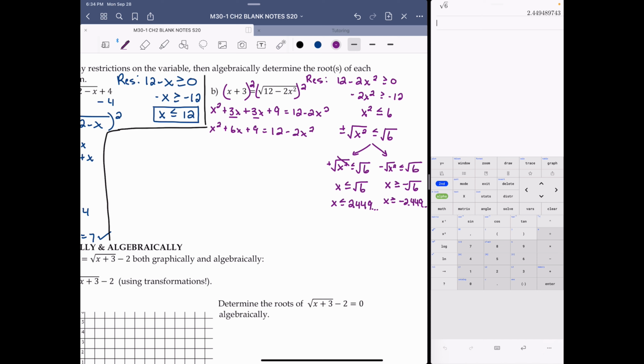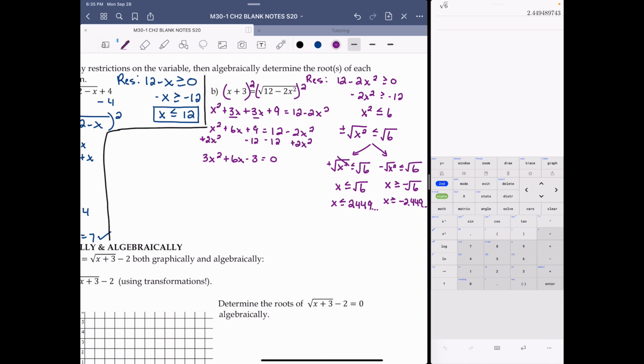We want to move everything to one side. Subtract 12 and add 2x squared. We get 3x squared plus 6x minus 3 equals 0. And then we want to solve this with some algebraic method, so factoring or quadratic formula.